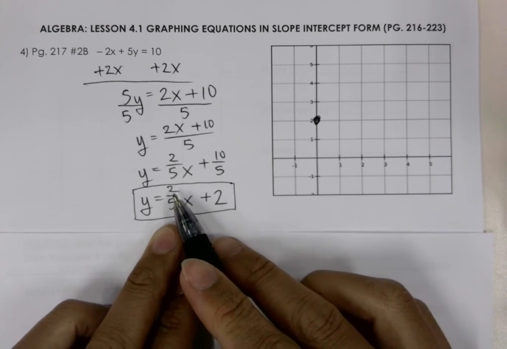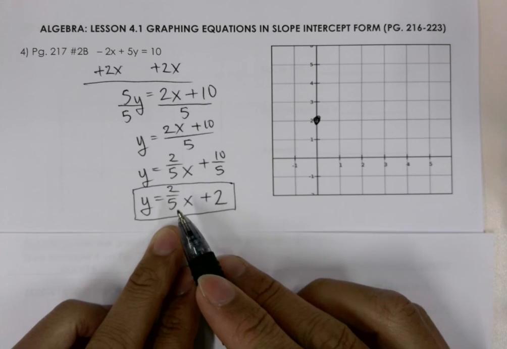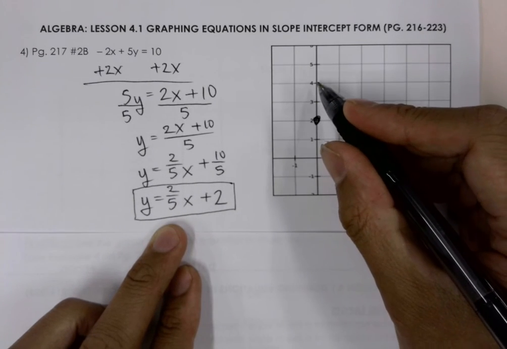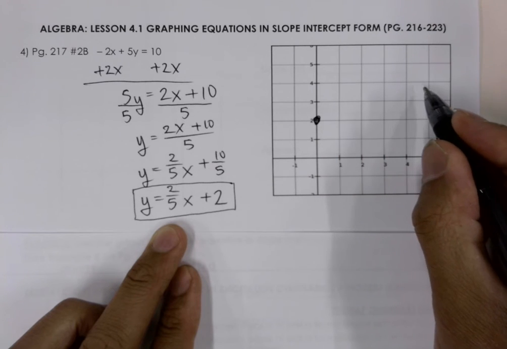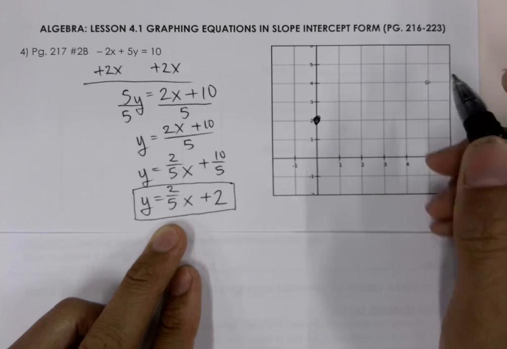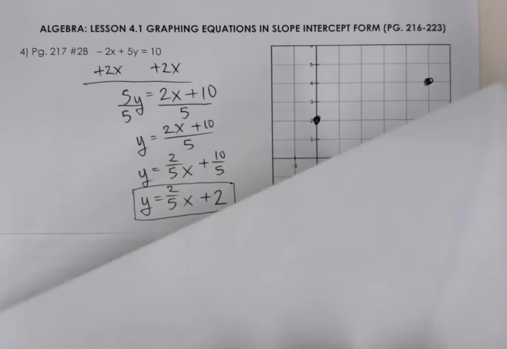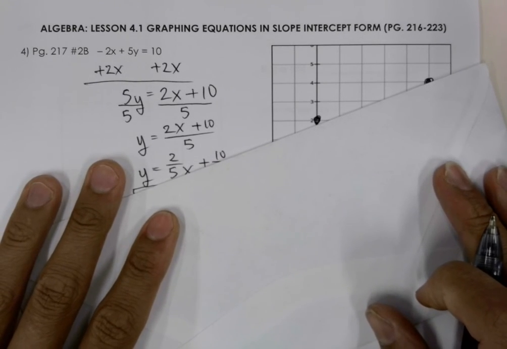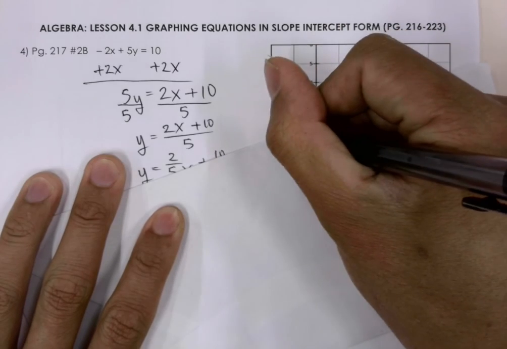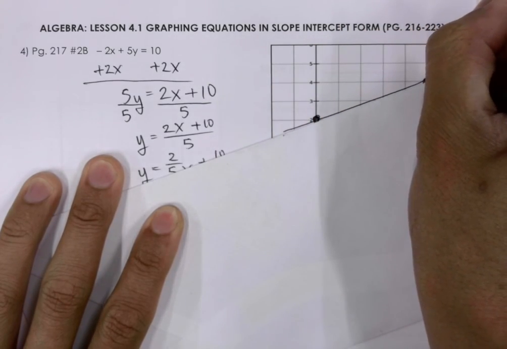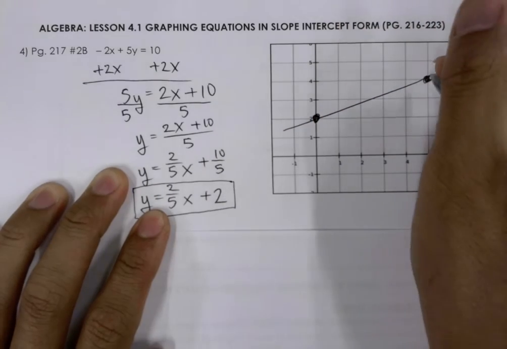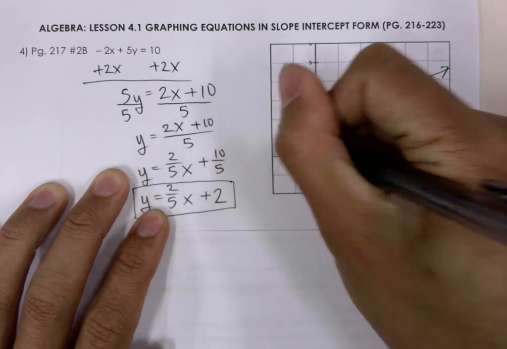And now we can start with our slope. It's rise over run. I'm rising 2, and I'm running 5. So this is my second point. Now that I have my 2 points, I can go ahead and draw my graph like so. And I am done.